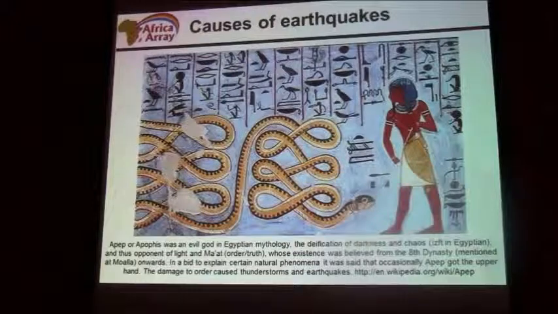And then, in order to explain certain natural phenomena, it was said that sometimes there was a battle between good and evil, and sometimes this resulted in thunderstorms and earthquakes. I forget where this came from, but this is a drawing showing this evil god that in mythology was blamed for causing earthquakes.